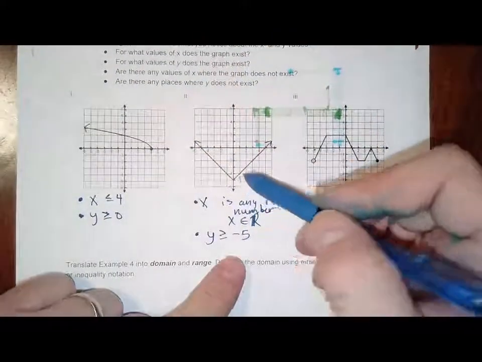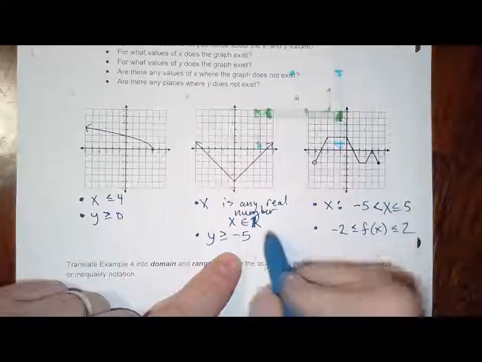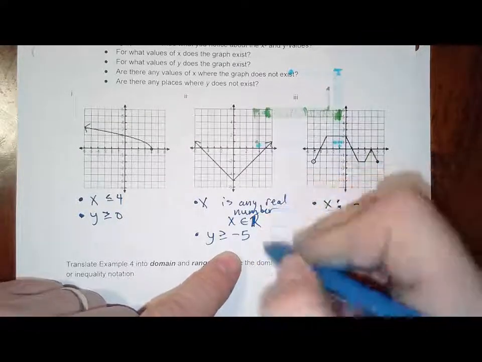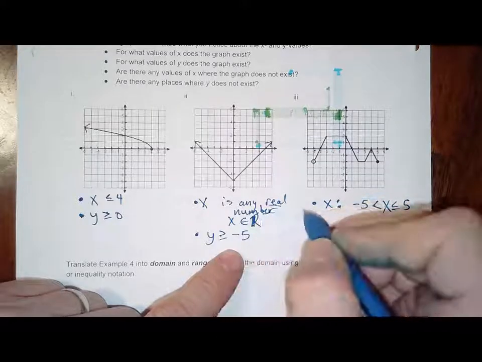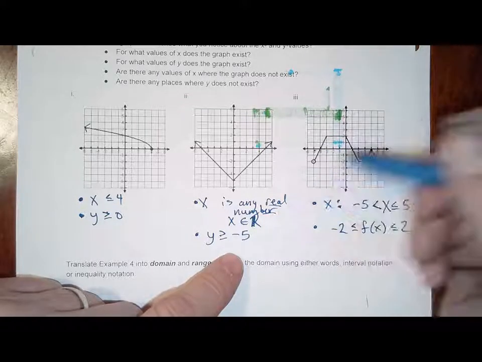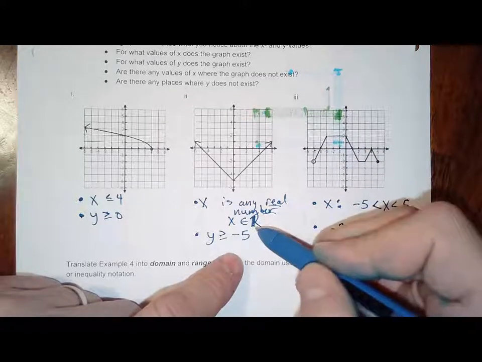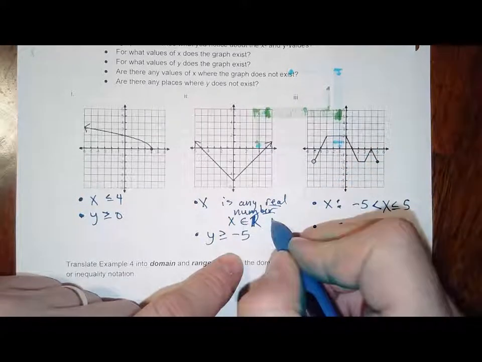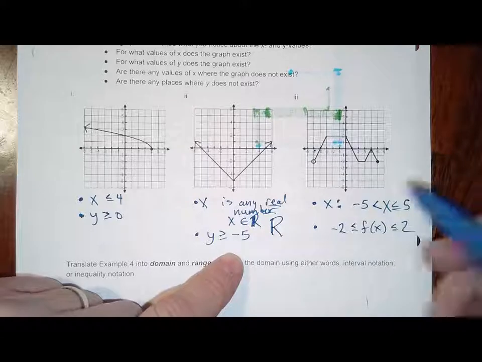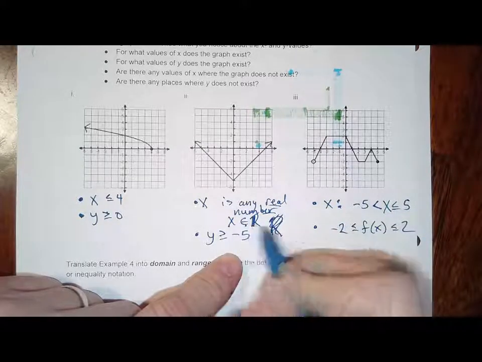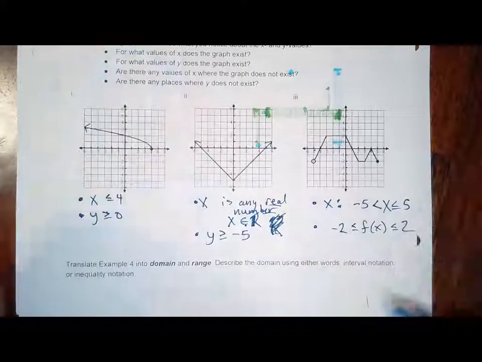For part B, the absolute value function, X is any real number, and this notation is what we call a boldface R. It's the symbol for real numbers. There are symbols for fractions and symbols for irrationals and symbols for complex numbers, etc. There are other things I can show you, but this is the symbol for a real number. It's basically a double-lined capital R. So X is an element of the real numbers, any real number possible.